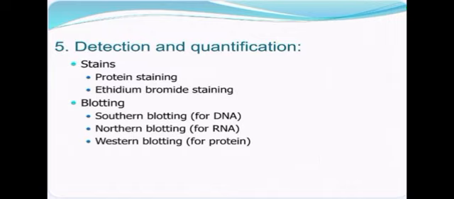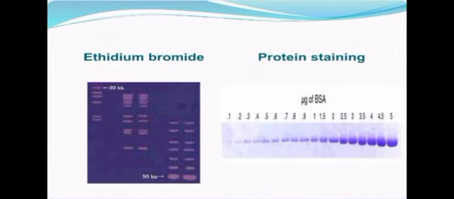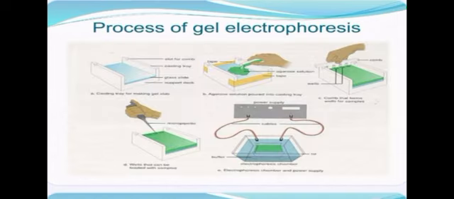This is the instrumentation of gel electrophoresis. This is an ethidium bromide stain and the protein stain. This is the structure of the detection and identification. Next, the process of gel electrophoresis.